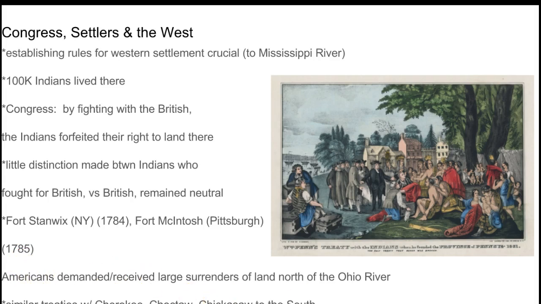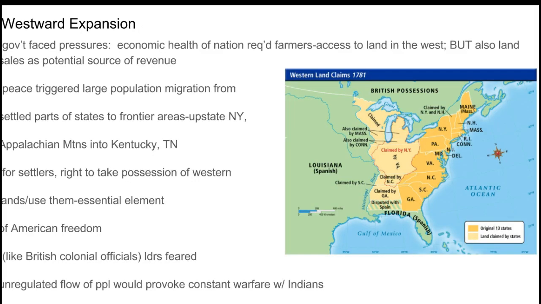Americans wanted to get lots of land north of the Ohio River, and so these were like the treaties that they had signed with the Cherokee, the Choctaw, and the Chickasaw in the South. The government was pressed because the farmers wanted access to this land, and they really wanted it free or not much money. But the new government needed a way to raise revenue.